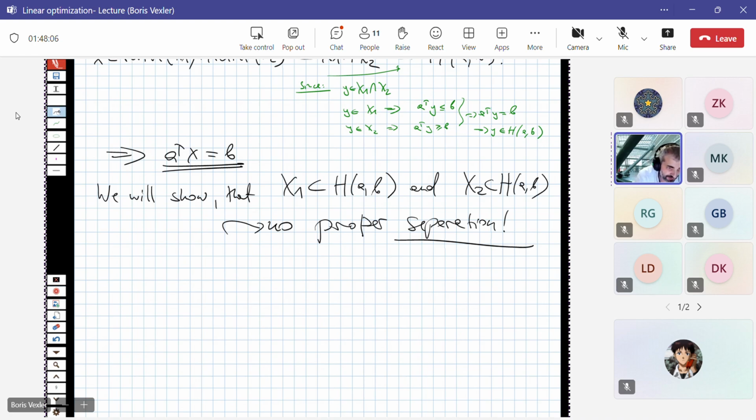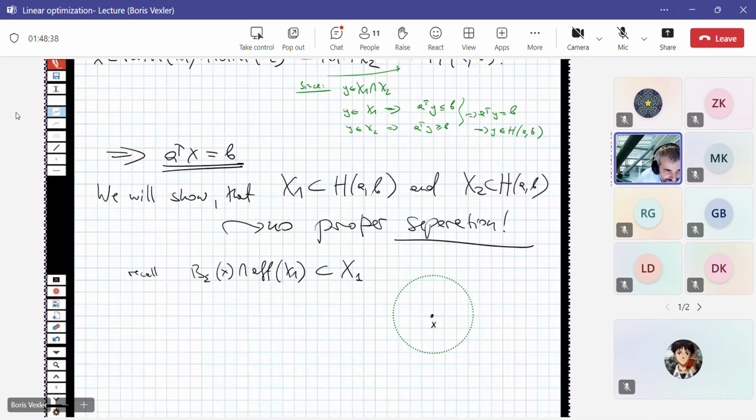Okay, we have... I recall that they have this B epsilon of x, which intersected with the affine hull of X1 was a subset of X1. Yes. Okay. Now this will be this ball. Yes. Here you have in the middle this x.